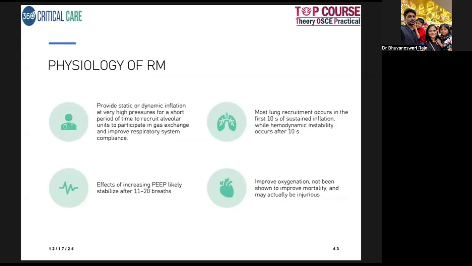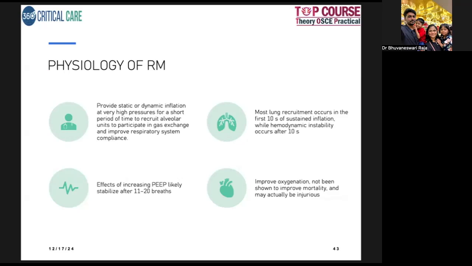So coming on to the physiology of RM, it provides a static or dynamic inflation at very high pressure for a shorter period of time to recruit the alveolar units to participate in the gas exchange and improve the respiratory system compliance. Most lung recruitment occurs in the first 10 seconds of sustained inflation, while hemodynamic instability occurs after the 10 seconds. The effects of increasing PEEP likely stabilize after 11 to 20 breaths. It improves the oxygenation, but has never been shown to improve mortality. It can also be injurious.